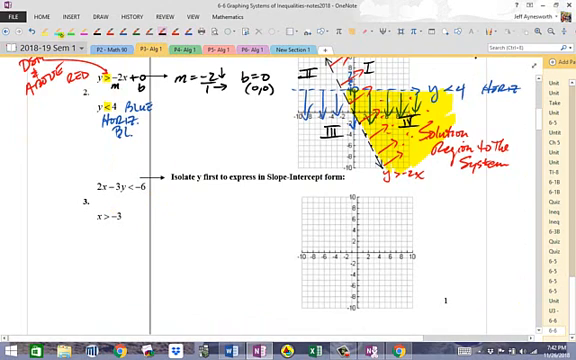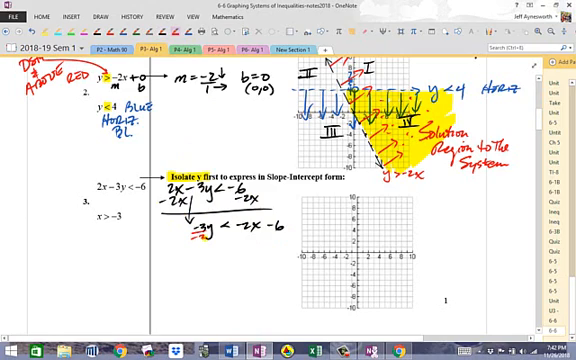Now here you've got to isolate y first. Okay, so let's bring it off to the right. So we've got 2x minus 3y is less than negative 6. Let's subtract 2x here. Always add the opposite first. And we get negative 3y is less than negative 2x minus 6.